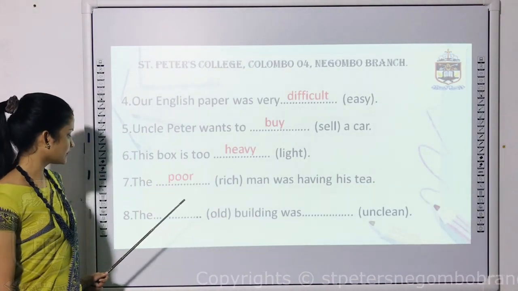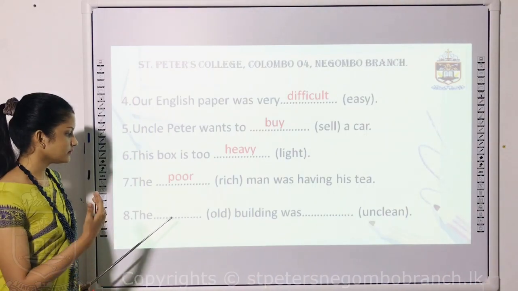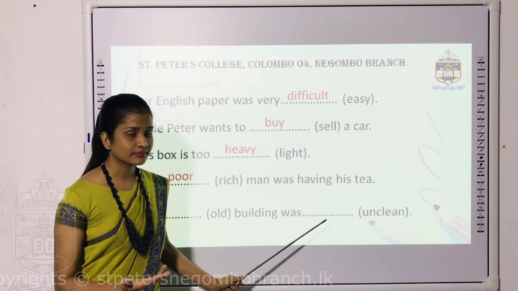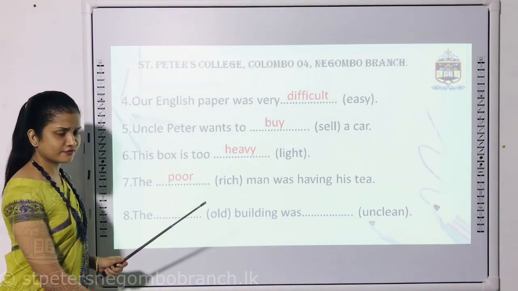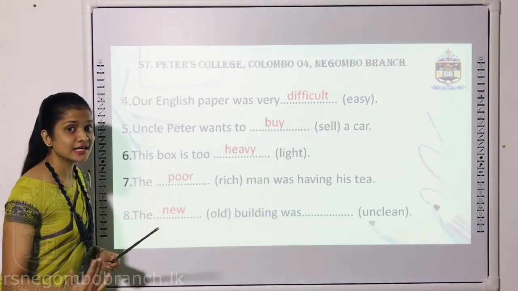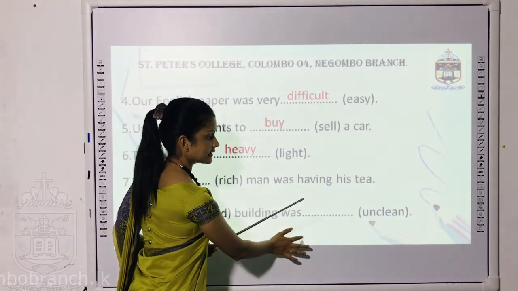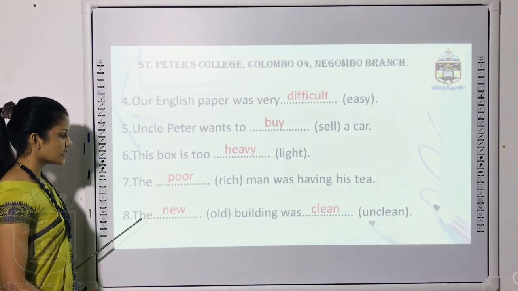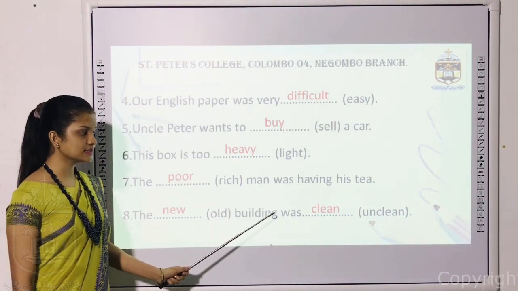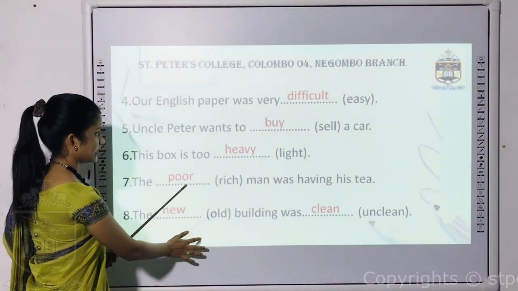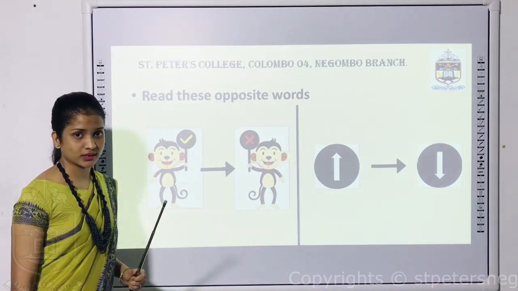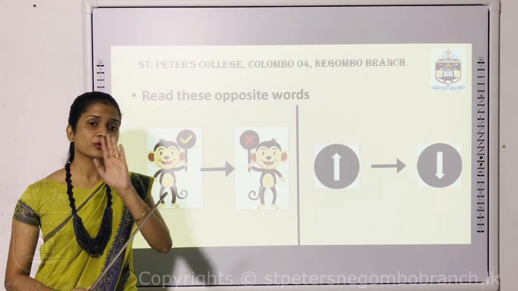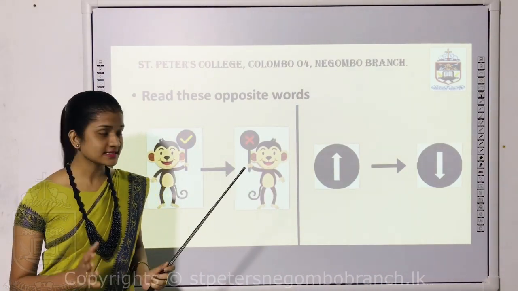Okay, the last one. The blank building was blank. What is the opposite word for old? That is new. Opposite word for unclean? Clean. Read the sentence. The new building was clean. Okay. We'll read these opposite words. I have given the pictures. You have to follow this worksheet and go through your worksheet correctly.